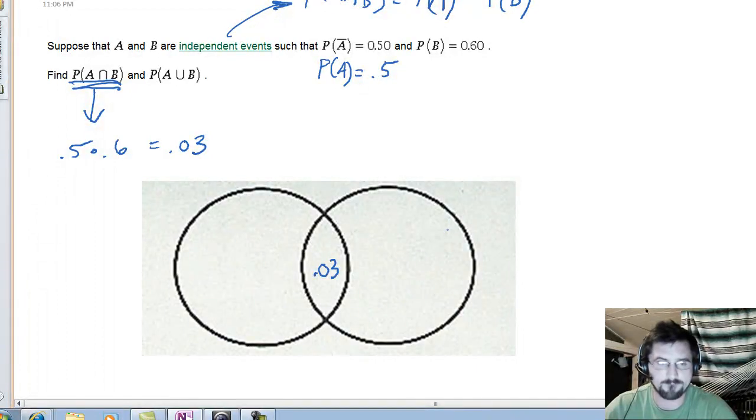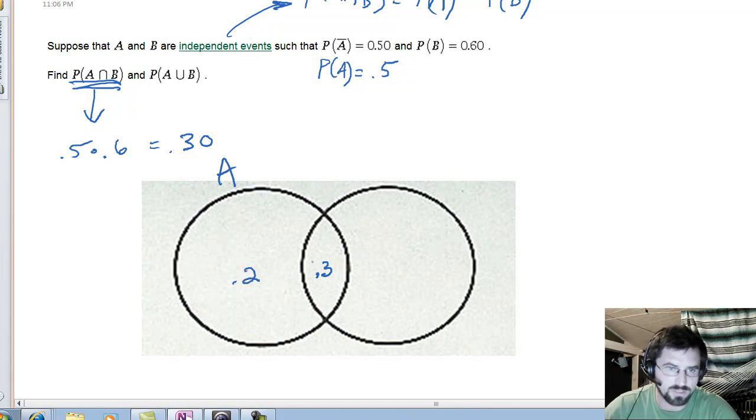If that's my probability there, then isn't this, is that right? No, that's not right. It's not 0.03. Good looking out. I'm sure one of you caught me on that. It's 0.30, right? 5 times 6 is 30, and we have two numbers after the decimal place, so that makes 0.30. Okay, so this is 0.3, and if that's 0.3 and this is A, then the rest is 0.2, and this is B, and the rest is 0.3. So the probability of my union then, adding up the regions of the Venn diagram, regions 1, 2, and 3, is going to be 0.2 plus 0.3 plus 0.3, which is 0.8.